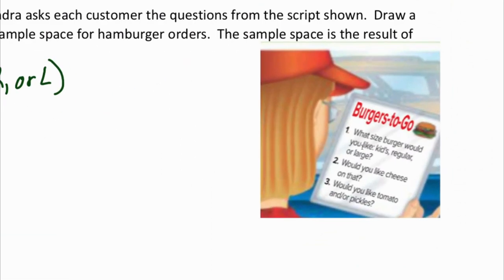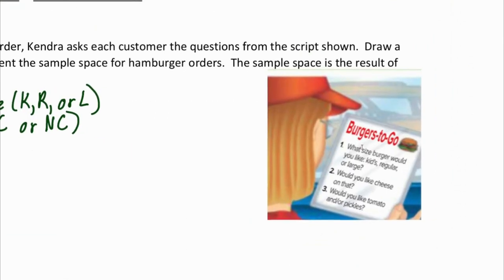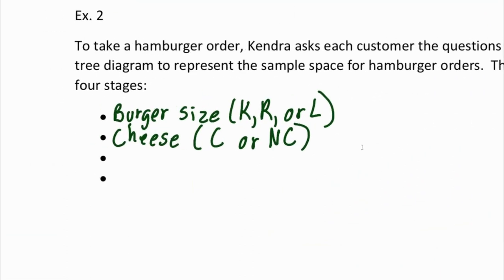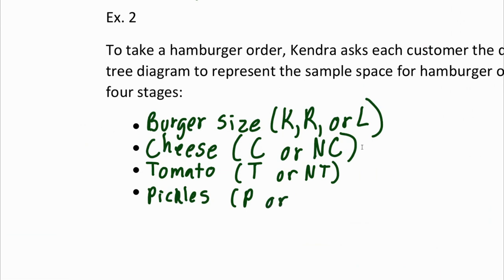Okay. The next one is, would you like cheese on that? So we have 2 options: cheese or no cheese. Okay. Then it says, would you like tomato and or pickles? So that's actually 2 stages, even though it's one question, right? Because one of them is going to be tomato, which is tomato or no tomato. And one of them is going to be pickles, which is pickle or no pickle. Alrighty, so we have a 4-stage experiment.